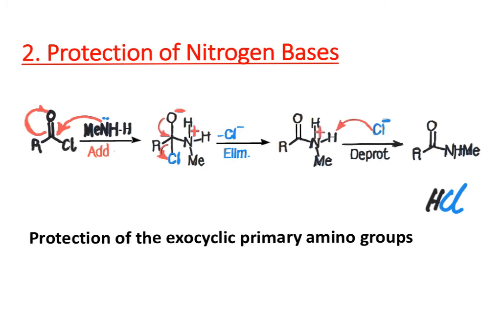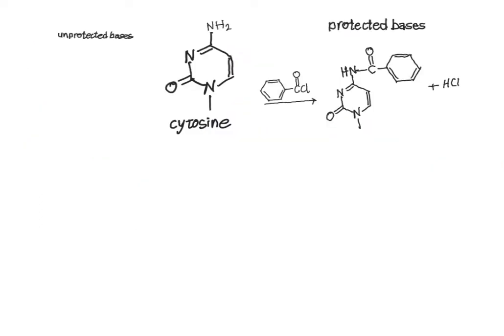In previous chapters, we have discussed the reaction between amines and acyl halides. In these reactions, we have seen that we add a nucleophile to the carbonyl, we create a tetrahedral intermediate, and then we eliminate the weakest base to produce an amide. In similar fashion, we can react the exocyclic primary amino groups of the nitrogen base with acyl halides.